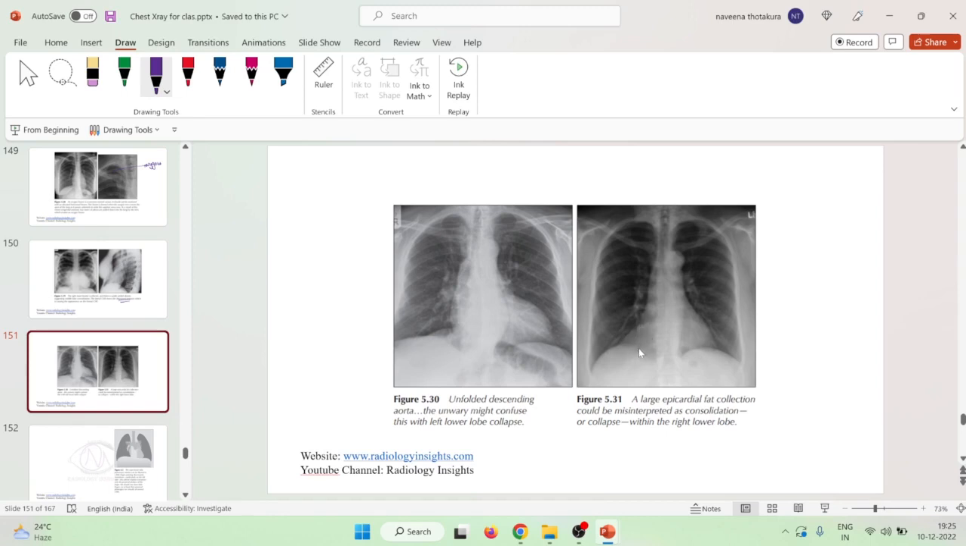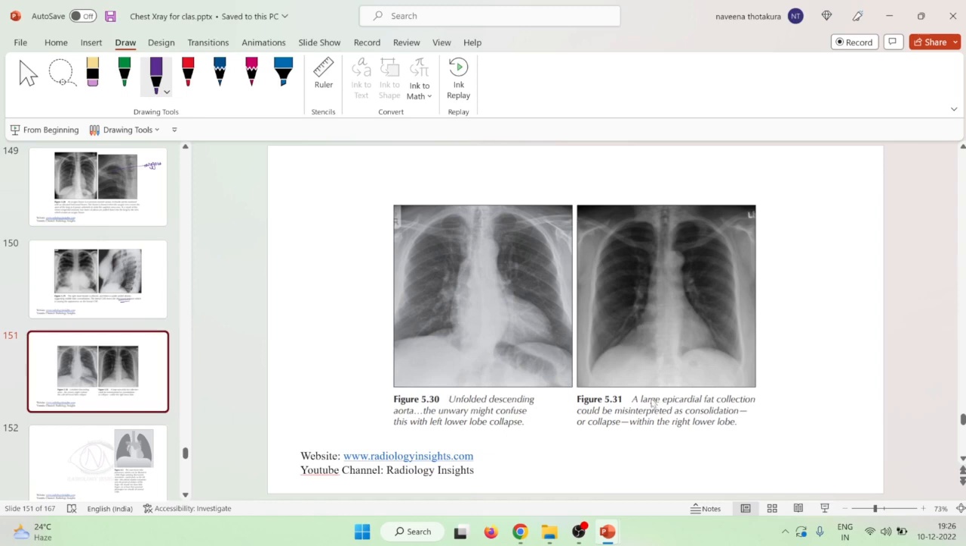So always when you have a doubt, it is better to think about the bronchovascular markings. If it is a collapse, you will not see the bronchovascular markings. Except that in the aorta also you won't see bronchovascular markings clearly. In descending aorta unfolding also, bronchovascular markings are not seen clearly. But if it is fat, over the fat you can see the bronchovascular markings clearly.